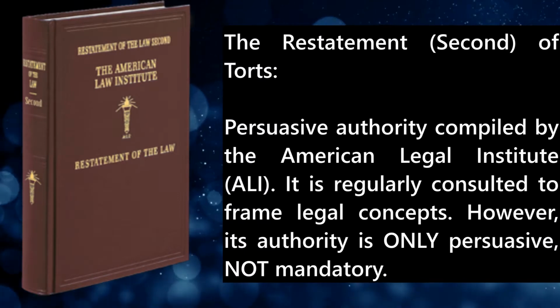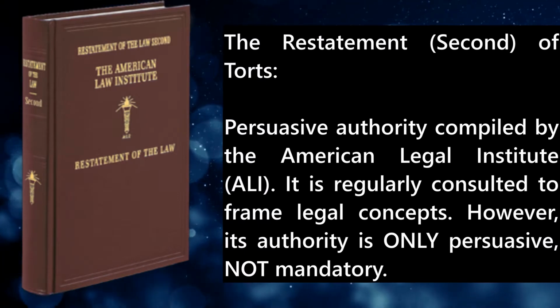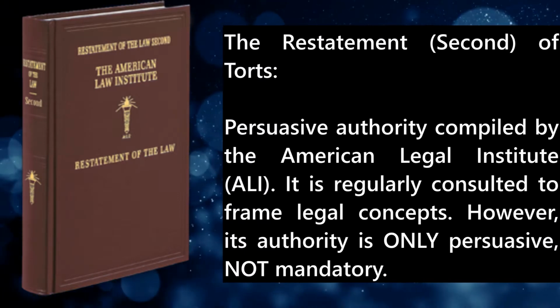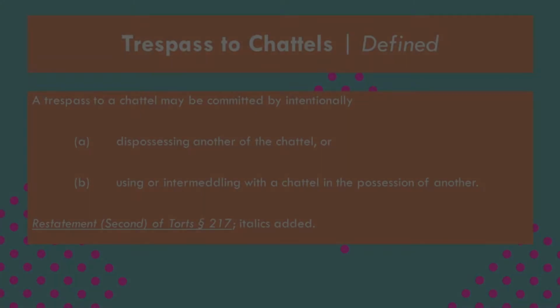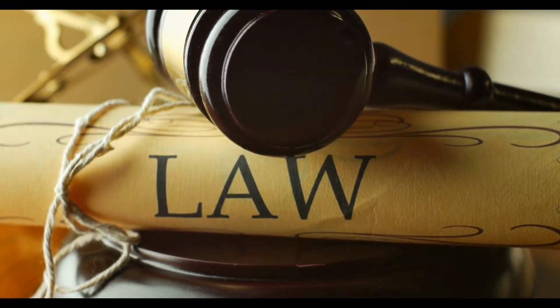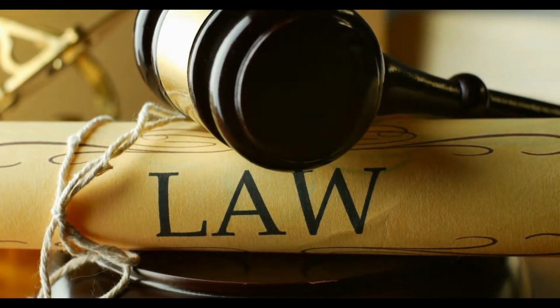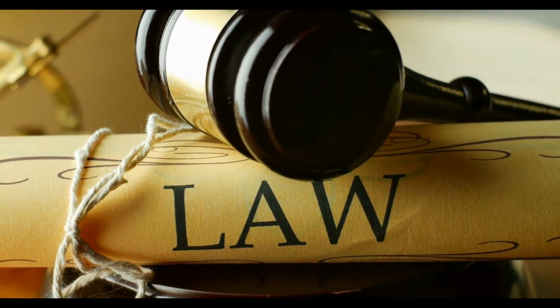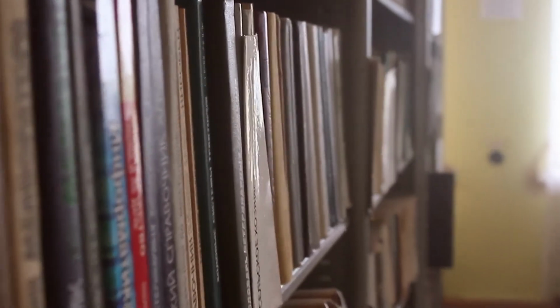The Restatement Second of Torts, Section 217, describes the circumstances under which an actor commits a trespass to chattels. It states that a trespass to a chattel may be committed by intentionally A. Dispossessing another of the chattel, or B. Using or intermeddling with a chattel in the possession of another. From the Restatement, it's clear that this tort requires the actor to dispossess another of their chattel, or to use or intermeddle with the other's property, thereby interfering with the true owner's exclusive right to control the chattel.